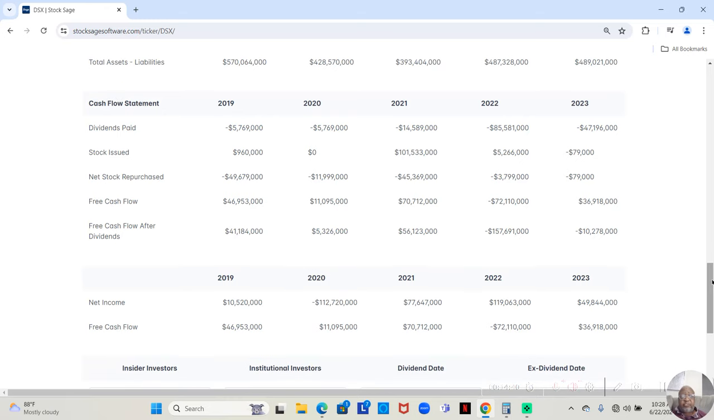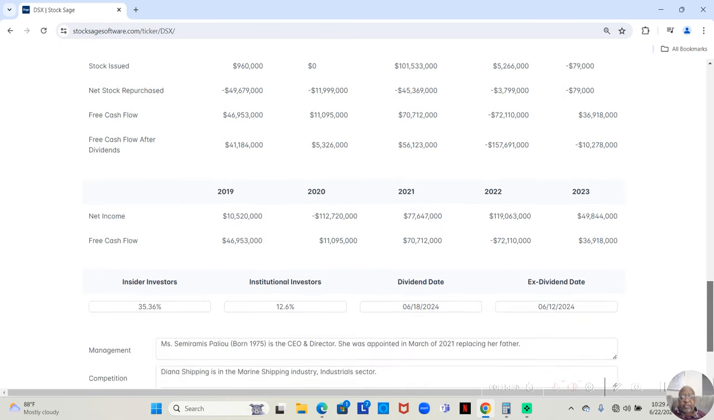But when it comes to the free cash flow, we see that in 2019, 2020, and 2021, they had enough money to pay that dividend. But in 2022, they had negative free cash flow, meaning they were even more negative after paying the dividend. And in 2023, they were positive, 36,918,000 in free cash flow. But after paying that dividend, they were negative 10,278,000. So they probably had to borrow money just to pay you that healthy dividend. But they maintain that 15% dividend.